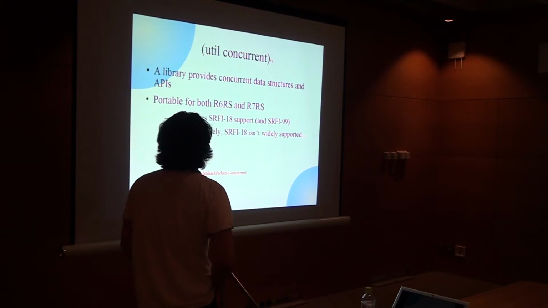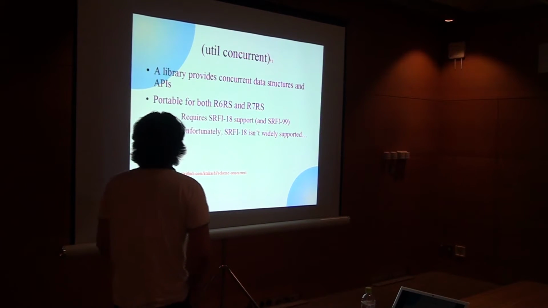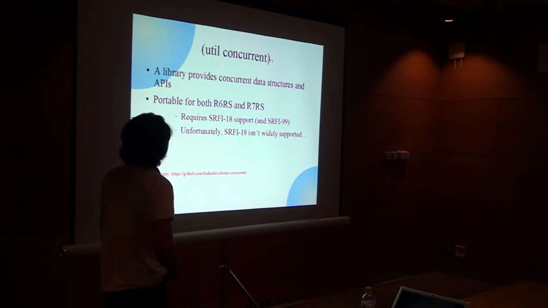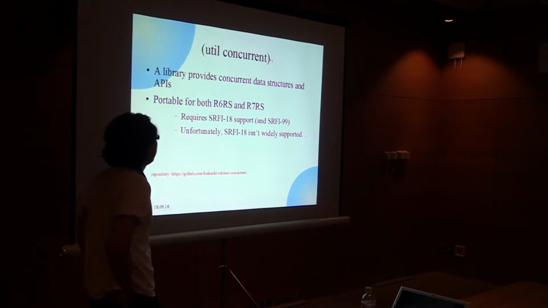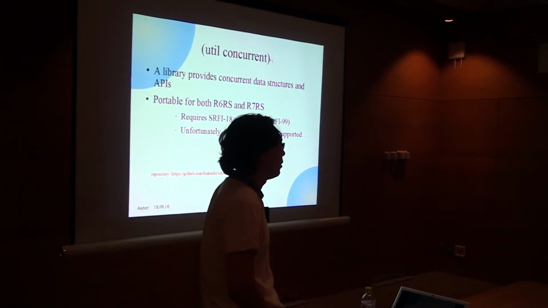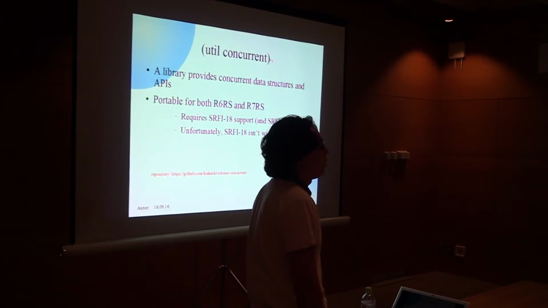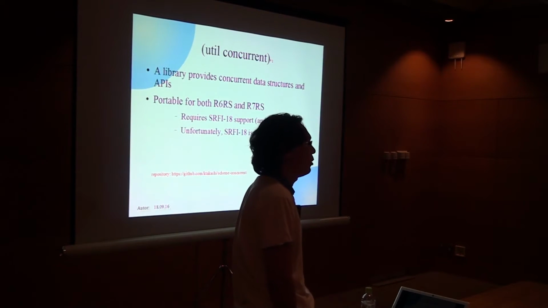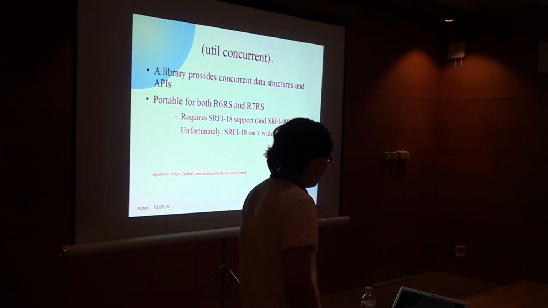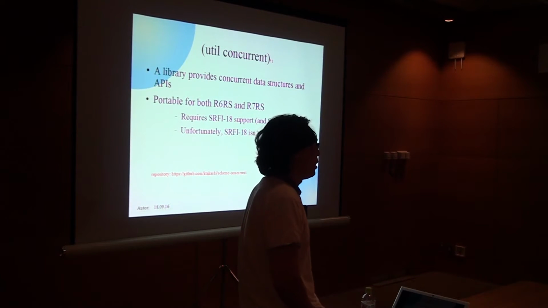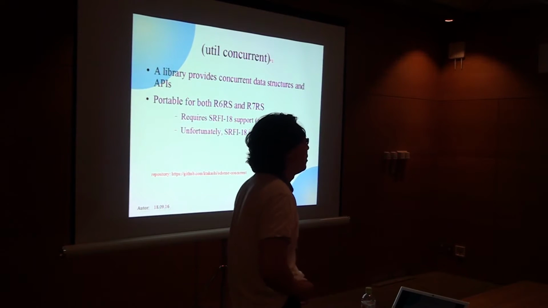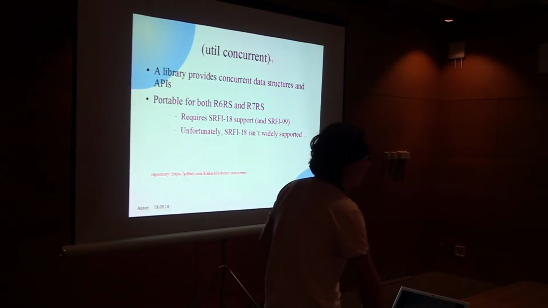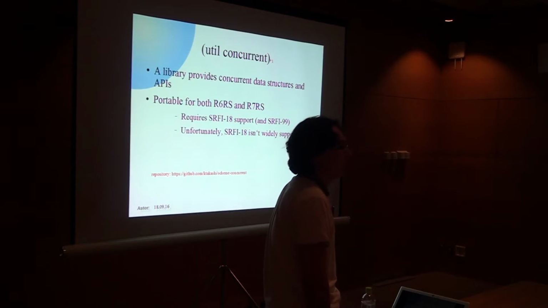So I made a library called UT Concurrent. If you want to see, this is the repository site. This library provides concurrent data structures and APIs. It should be portable for both R6RS Scheme implementations and R7RS. But unfortunately, not a lot of implementations support SRFI 18, so be careful whether your implementation supports that. Let's say Guile supports it.